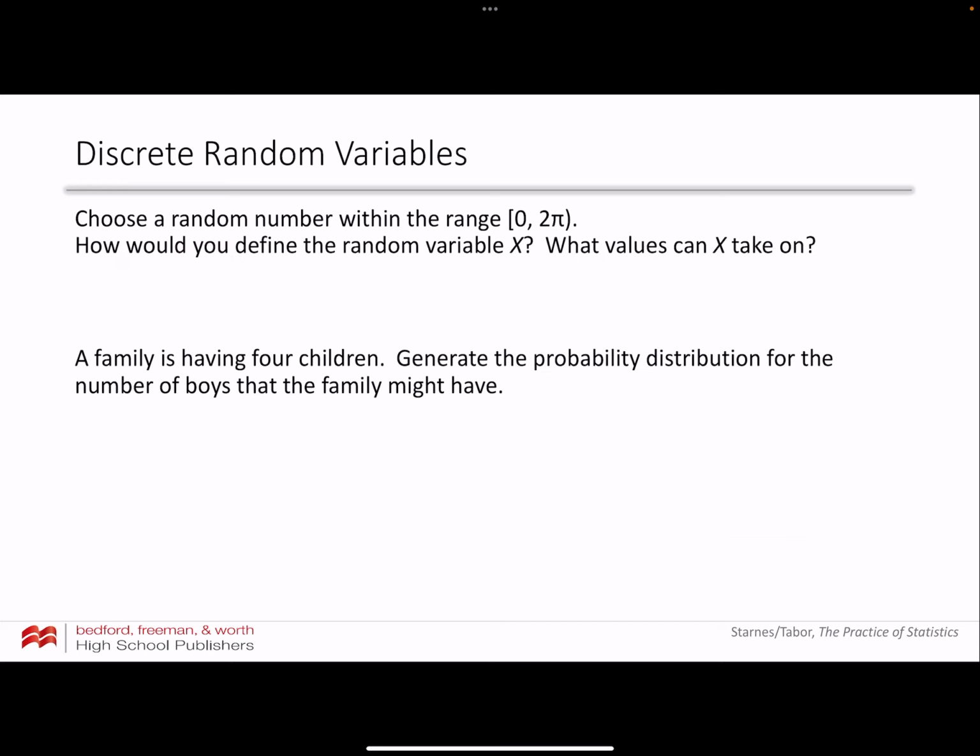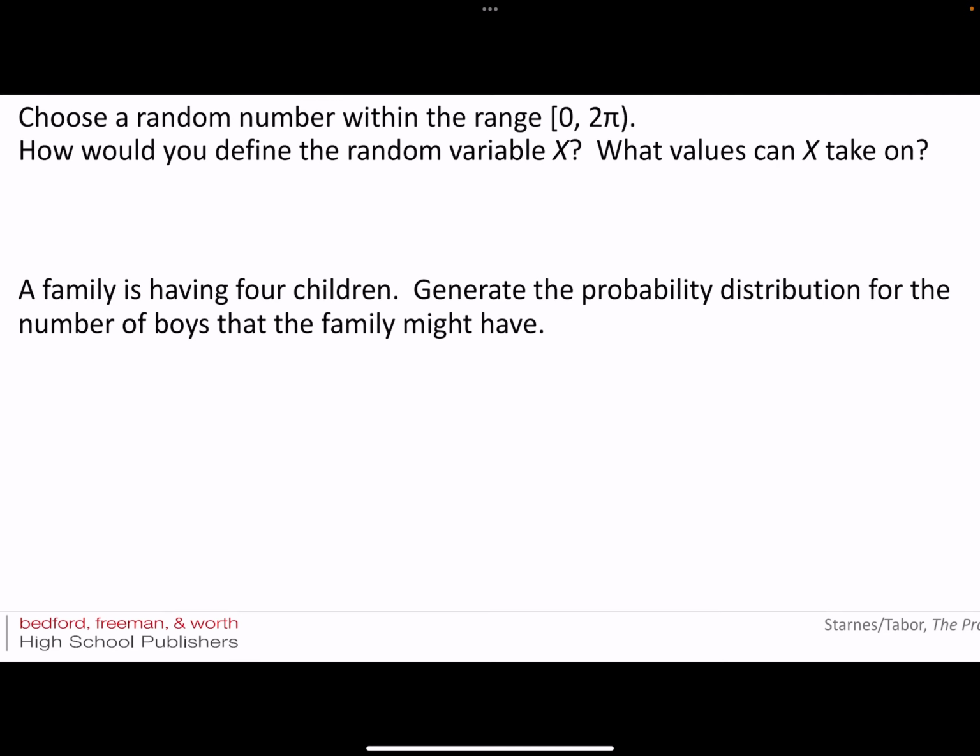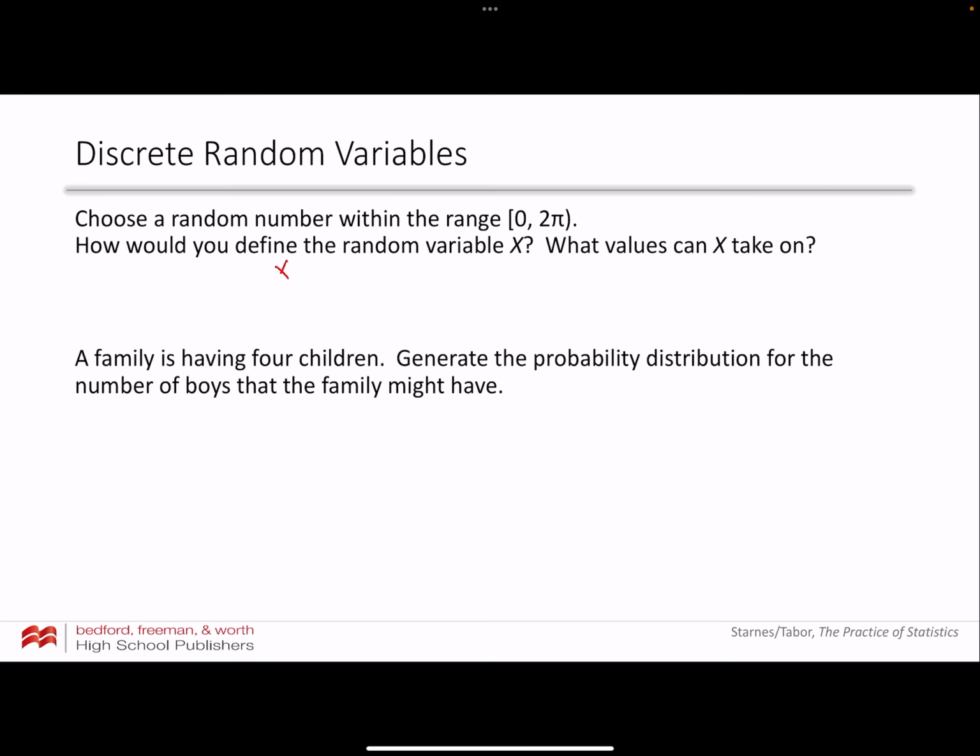So let's look at two different situations. Choose a random number within the range 0 to 2 pi. How would you define the random variable x? So I could just say that the random variable x is a number such that x is between 0 and 2 pi, right?